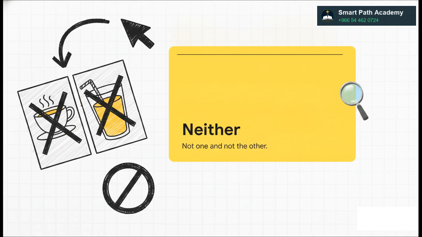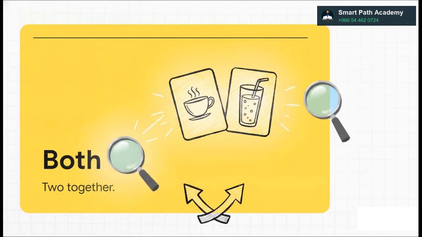Moving on, we have neither. Now, neither means not one and not the other. You can think of it as a solid 0 out of the 2 choices. Notice how nothing lights up for this one. If you're looking at the tea and the juice and thinking, nope, neither for me, then you want 0 of the options.